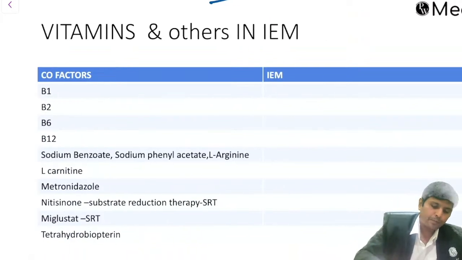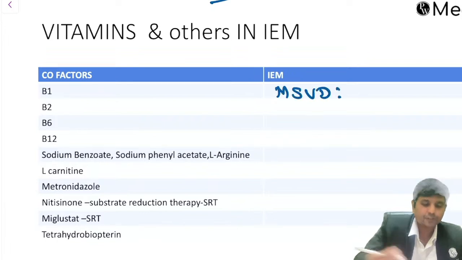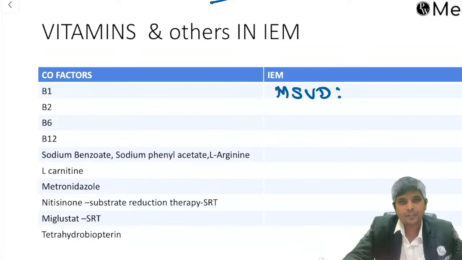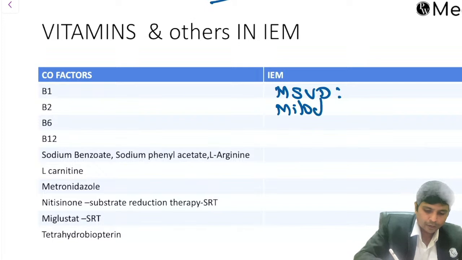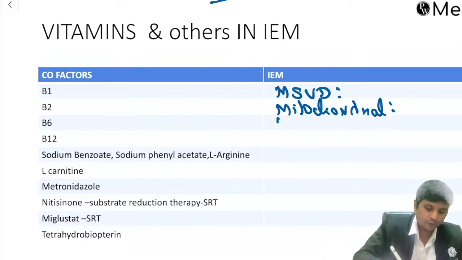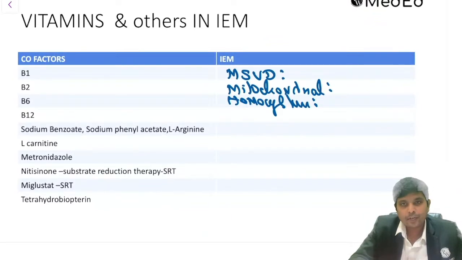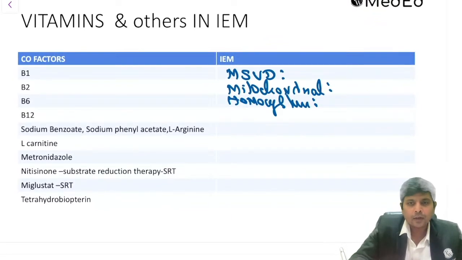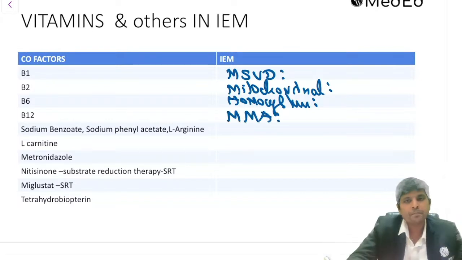Where will you use B1? Thiamine. Thiamine is used in maple syrup urine disease. B2, riboflavin, is used in mitochondrial disorders. B6, pyridoxine, is used in homocystinuria. B12: methylmalonyl CoA is converted into succinyl CoA. So B12 is used in methylmalonic aciduria.